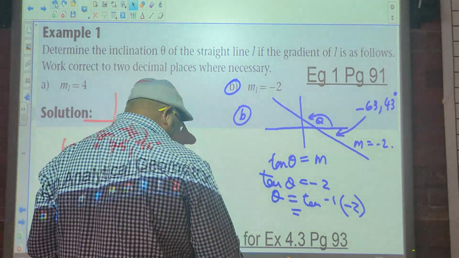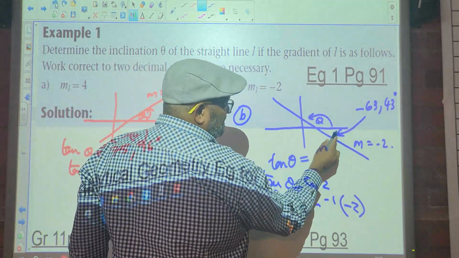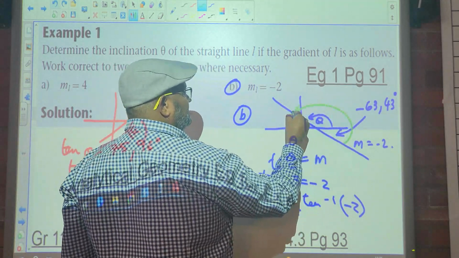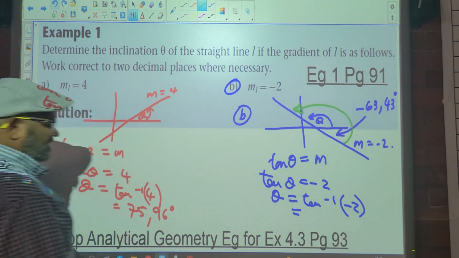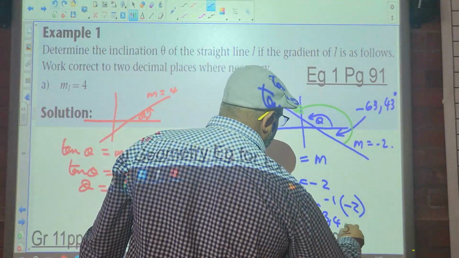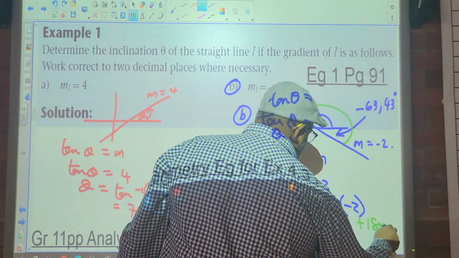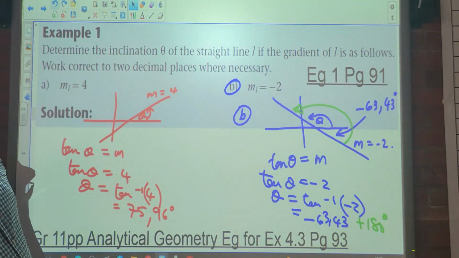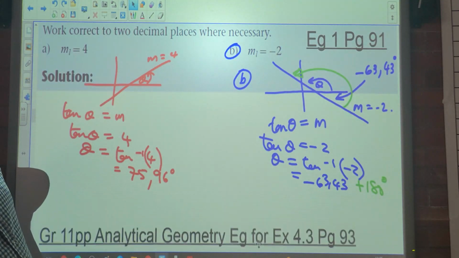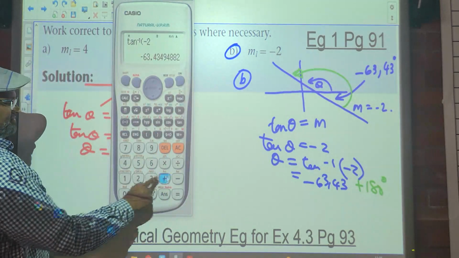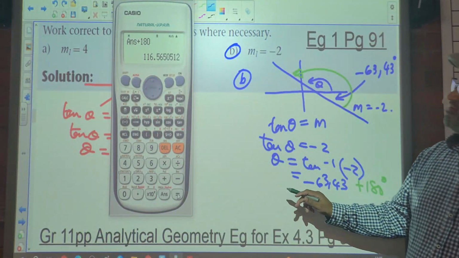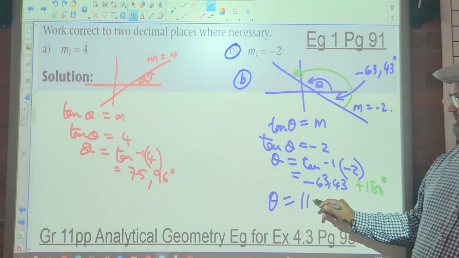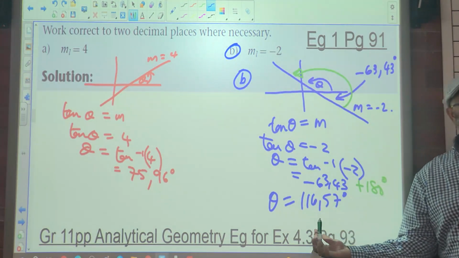How do I get this angle, theta? We know that this angle of 63,43 plus theta adds up to? 180. Why does it add up to 180? Angles on a straight line add up to 180. So if you got a negative angle, negative 63,43, what do I do? I add 180 degrees. Remember that that angle is obtuse, no? An angle greater than 90 but less than 180. Whenever we get a negative angle, we add 180 to it. That gives me an angle of 116,57. So theta is equal to 116,57. Can you see it's obtuse? It's greater than 90, but less than 180.